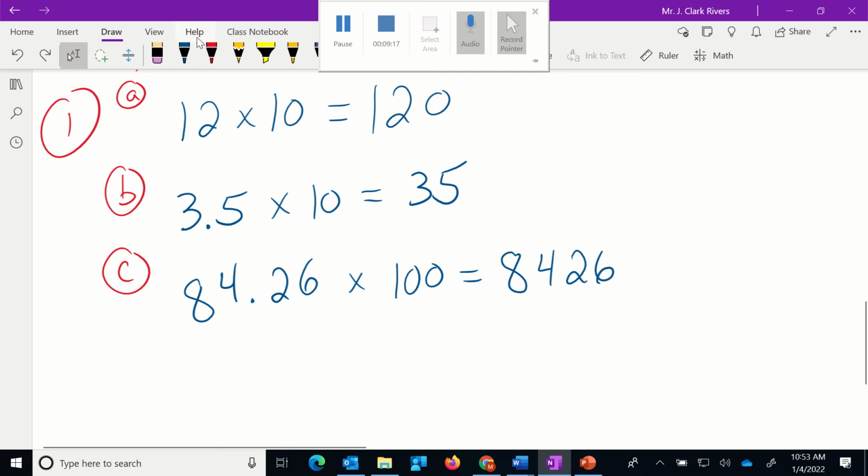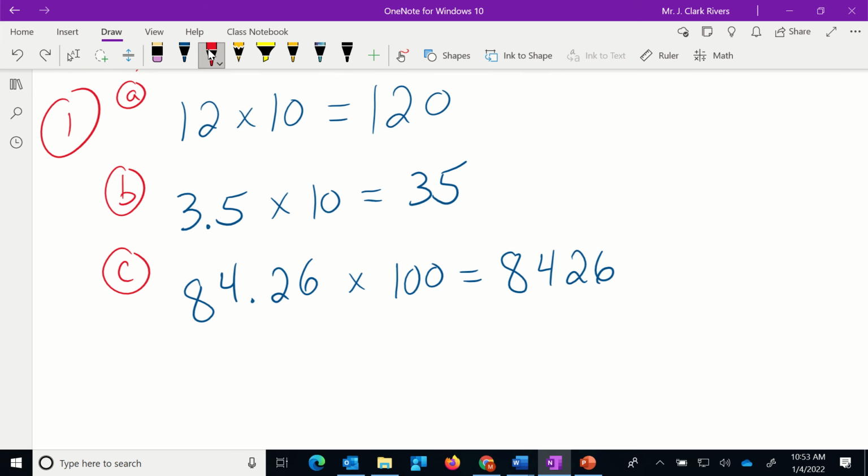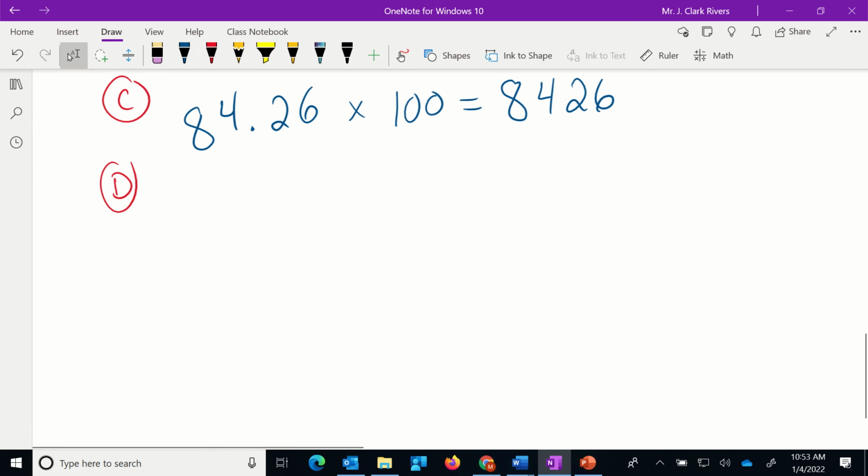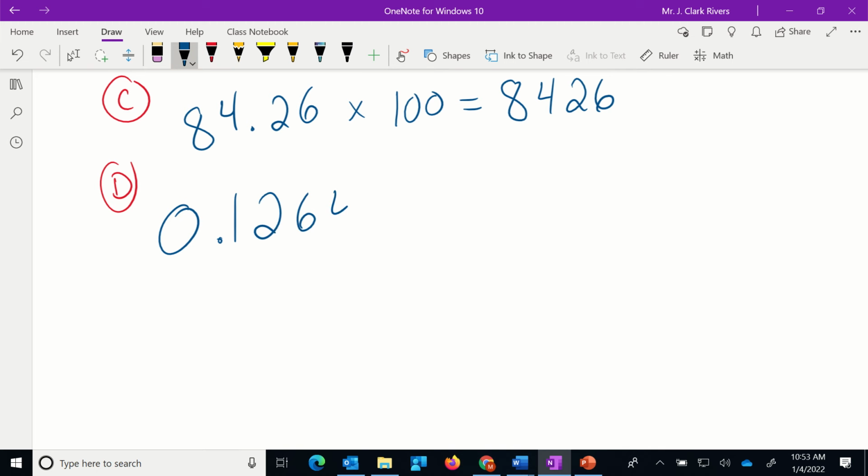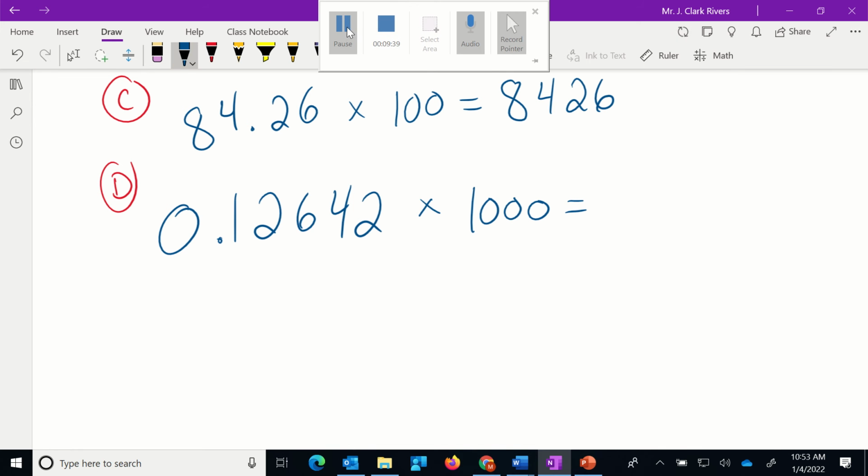All right, one more. Last one in this section. 0.12642 multiplied by 1,000. See if you know what this is. So give that a shot. I'll pause the video now. Please pause it at home. Work this out. All right, Kyle, what do you think?